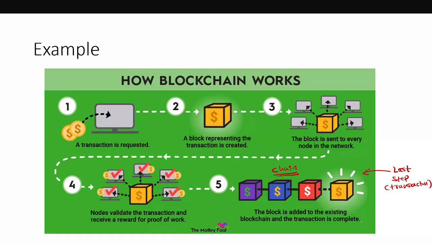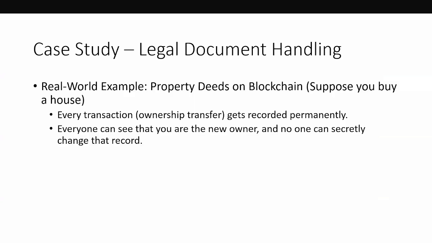If it is validated, process complete. Now the process is complete, right? Now the process is complete. So that's how blockchain works. So then I have used that property deed example, right?